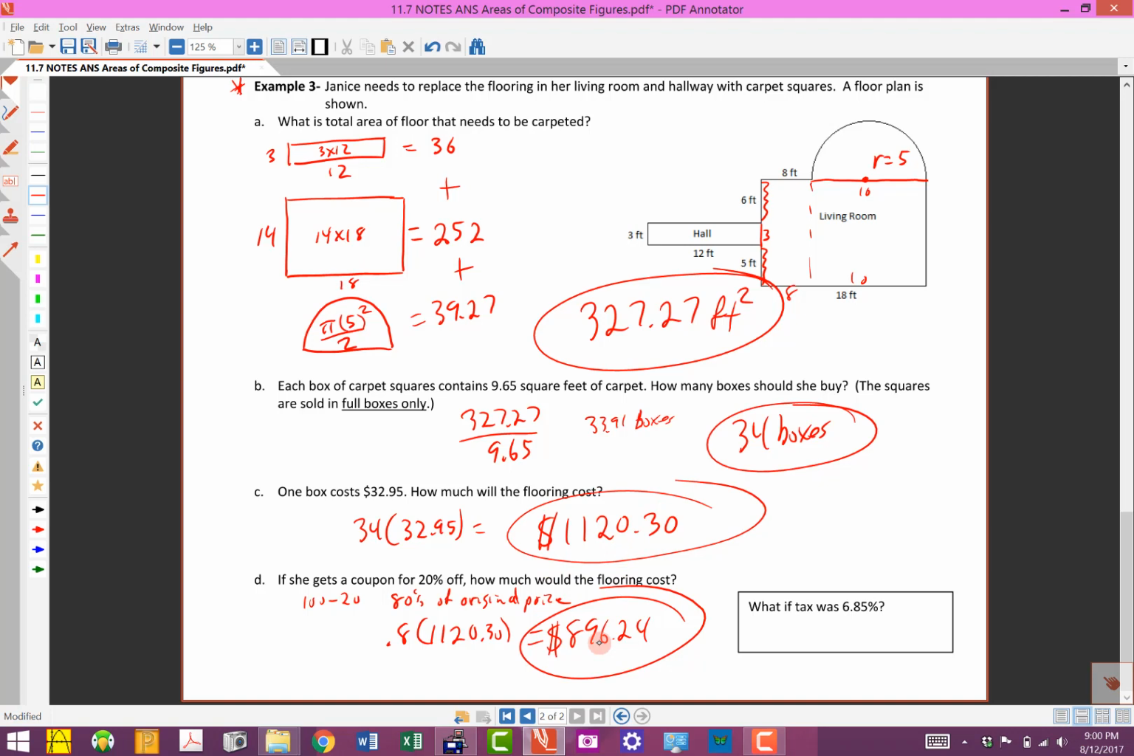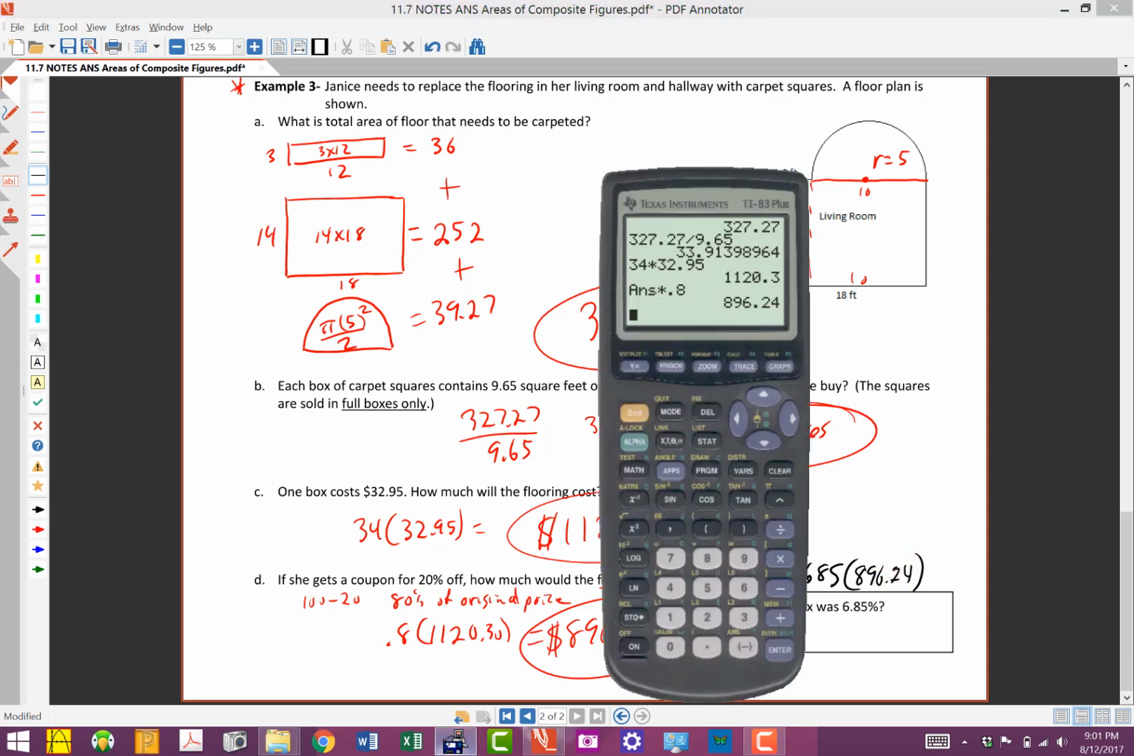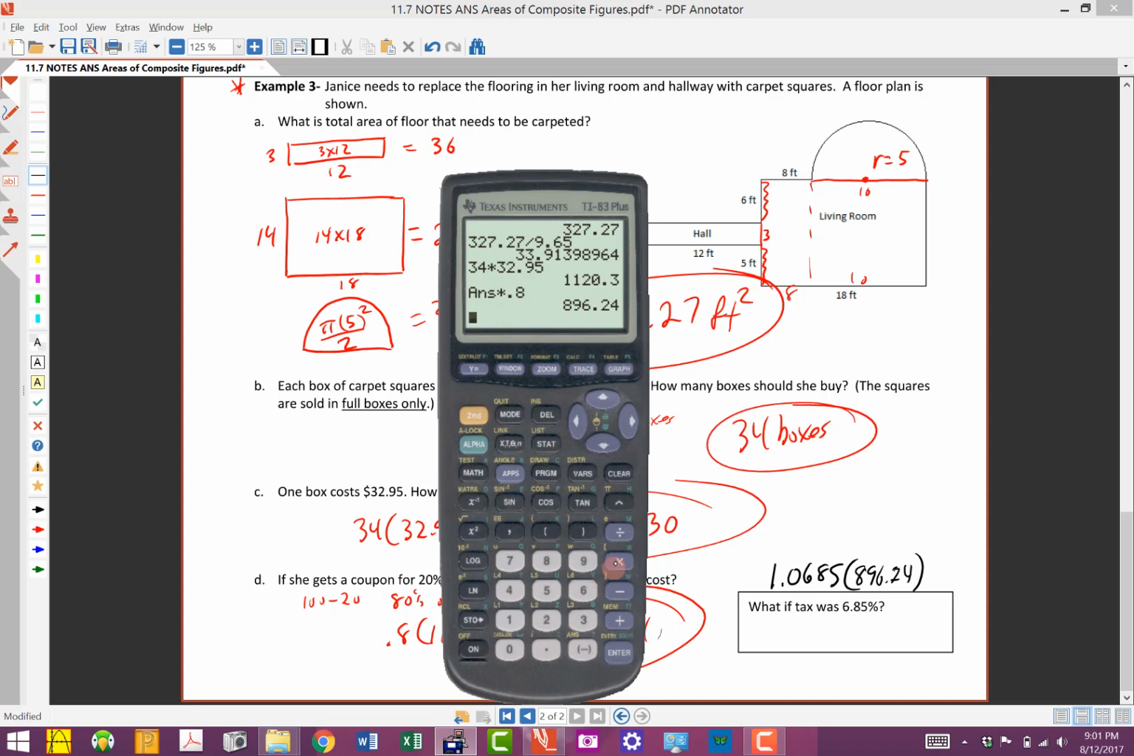Now, for bonus or whatever, what if the tax was 6.85%? Well, what's going to happen is, and I'm going to change colors here, we're going to pay 1.0685 times whatever the price is when she gets up at the register. So this is how much it would have cost, but the bill when she gets to the register, the price for the carpet squares is this. So we need to pay a little bit of tax on that. So we're going to do 896.24.